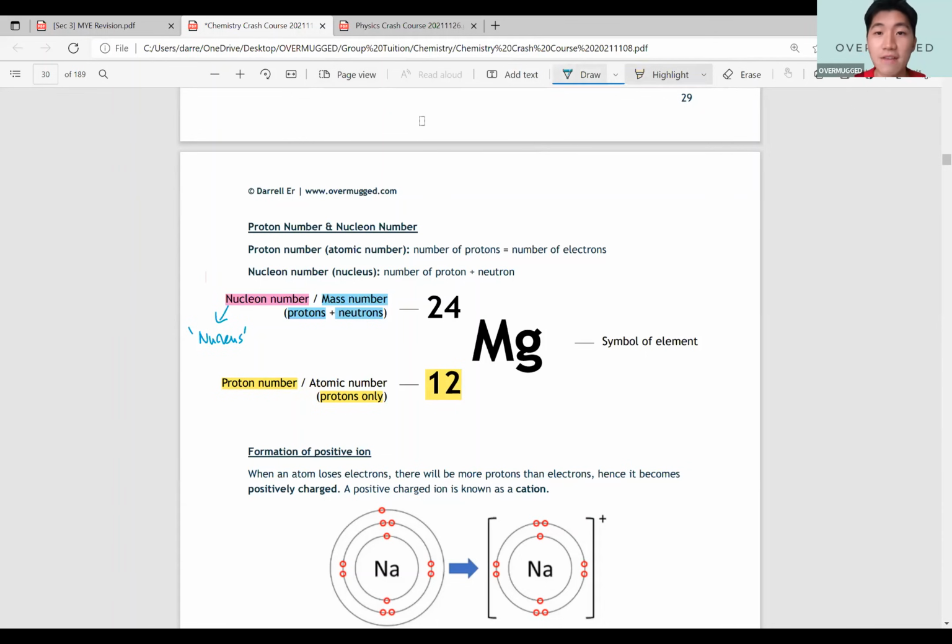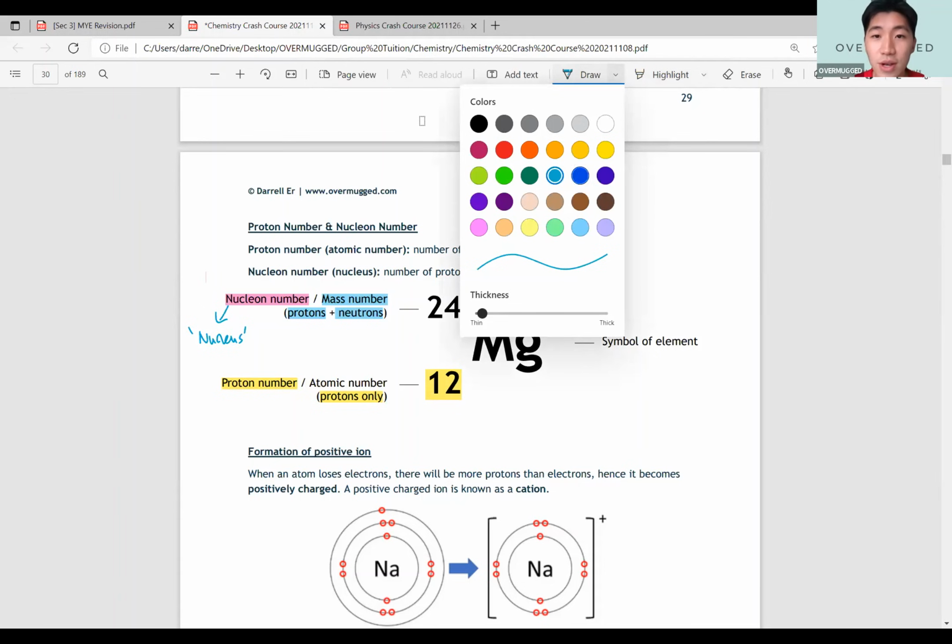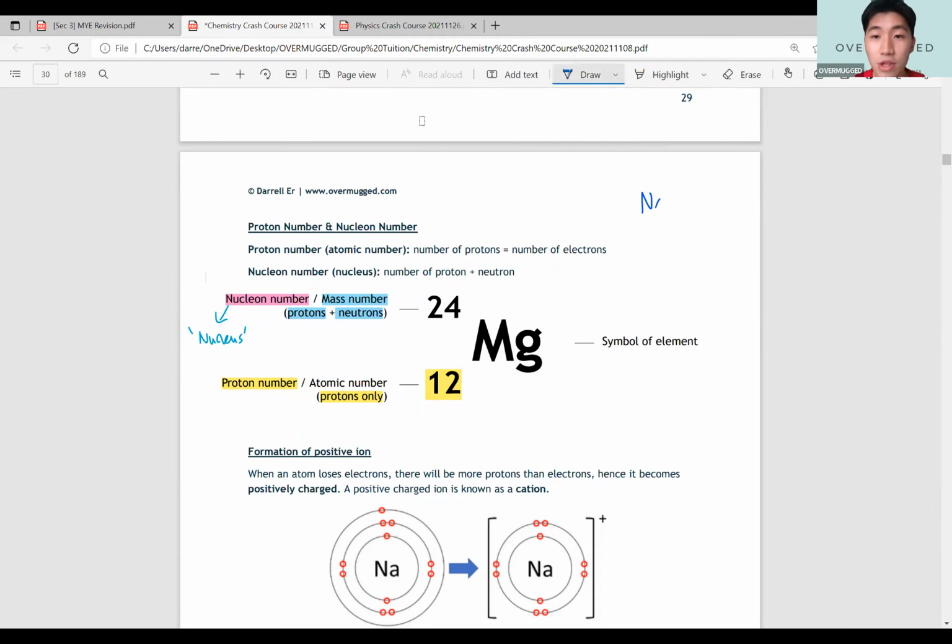Quick question. Give you another one to try. Let's say my particle is sodium. If you look for sodium in your periodic table, it is 23 and 11. The 11 is what again? It is referring to number of protons, correct? 11 is number of protons. 23 is protons plus neutrons.